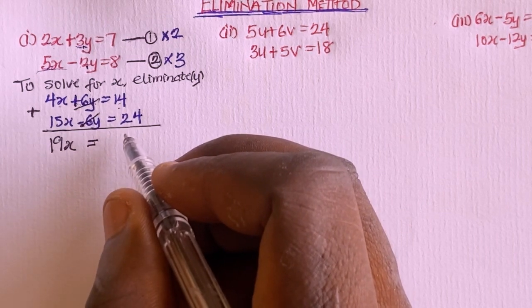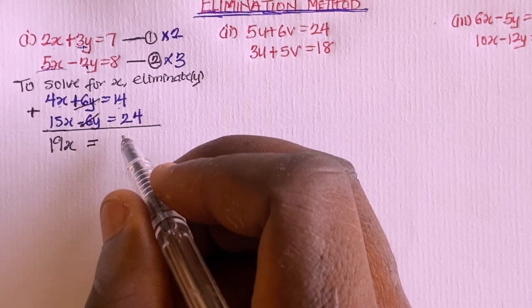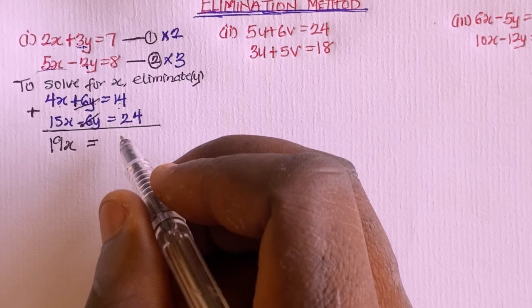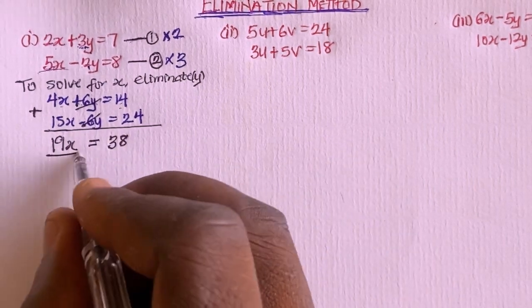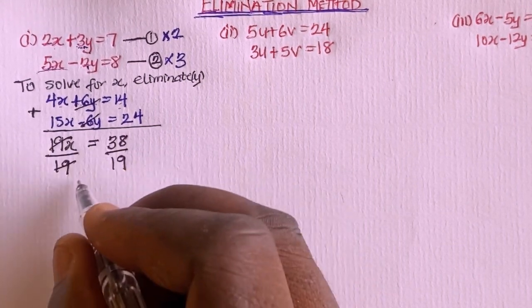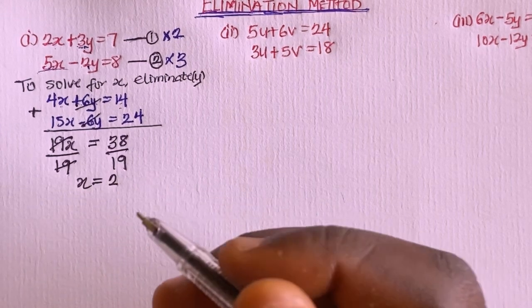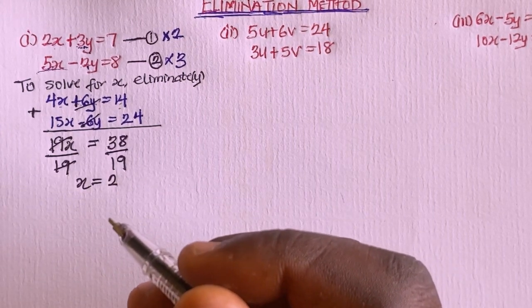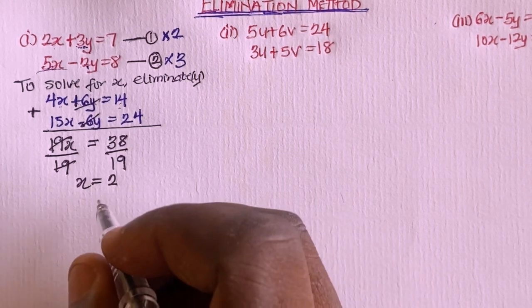Now 14 plus 24 should be 38, so this is 38. Then I should go ahead and divide both sides by 19. Dividing both sides by 19, I'm going to have x equals 2. Let me just verify it. Exactly, so x equals 2.